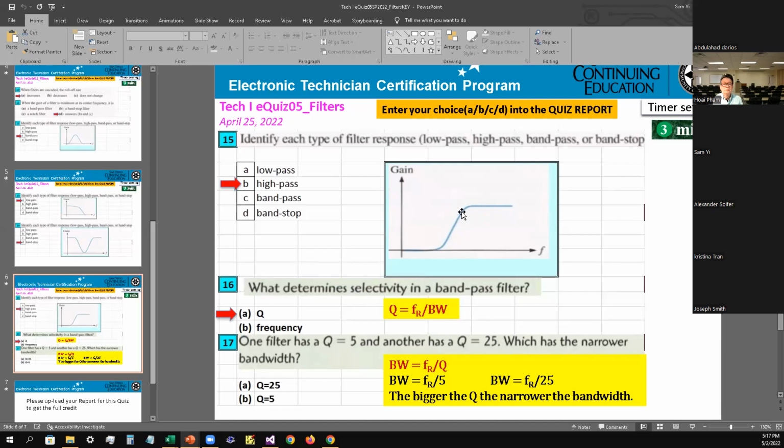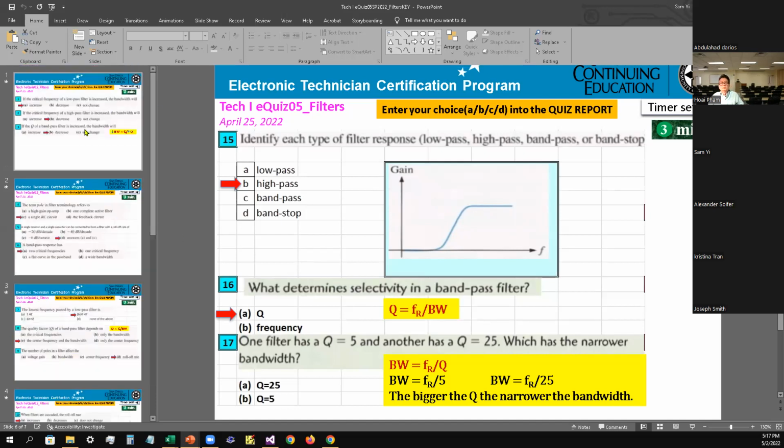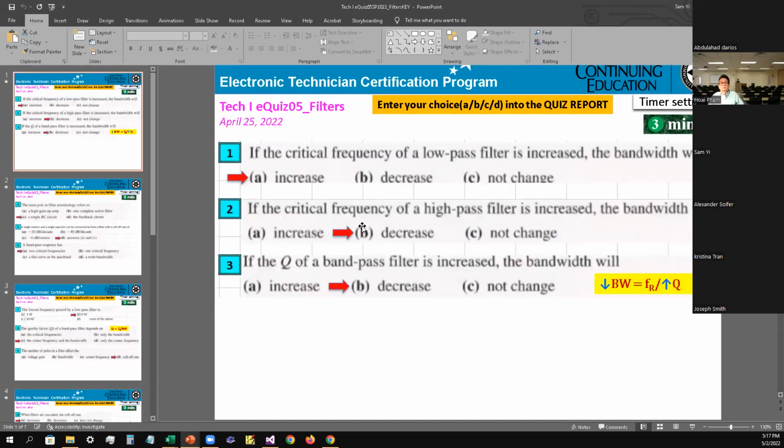So now we have less bandwidth. So that's why it's causing a decrease. So the answer is B as in Bob for number 2.